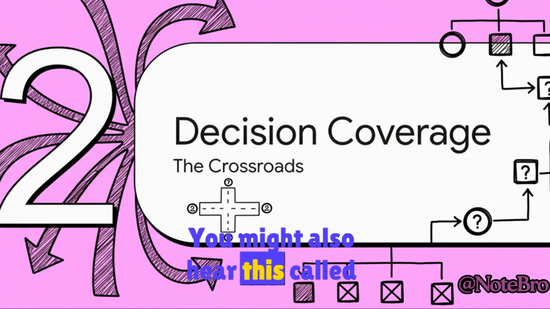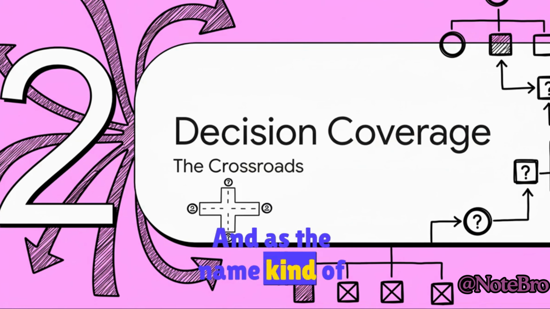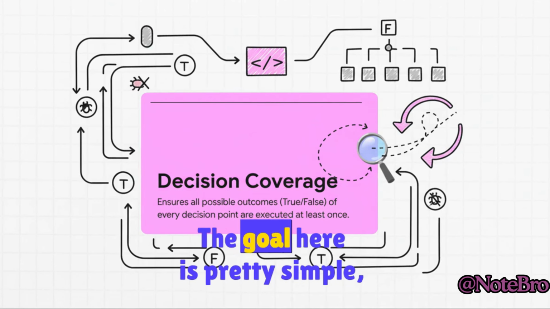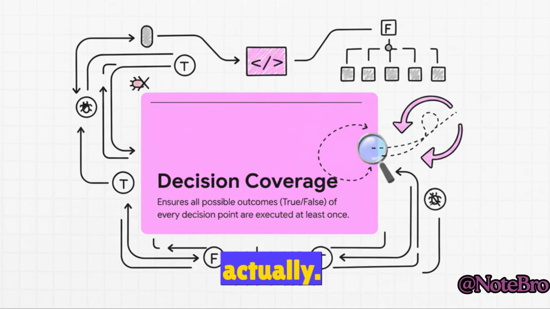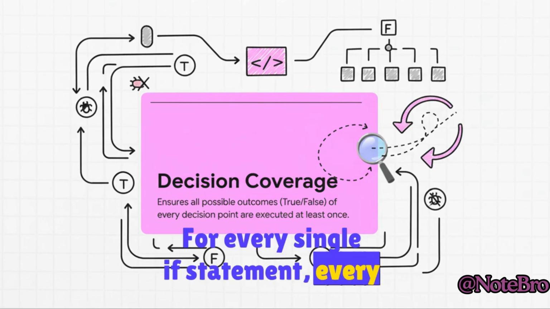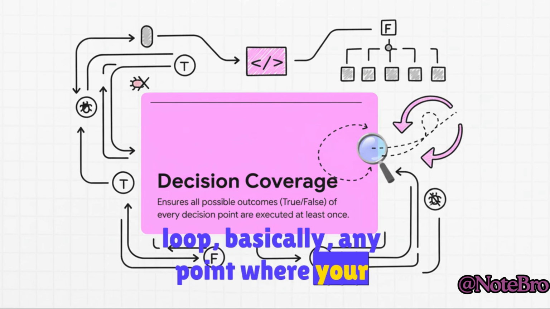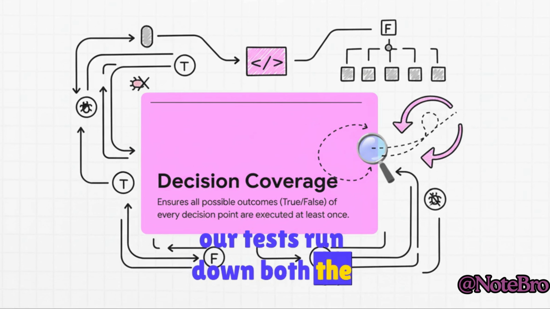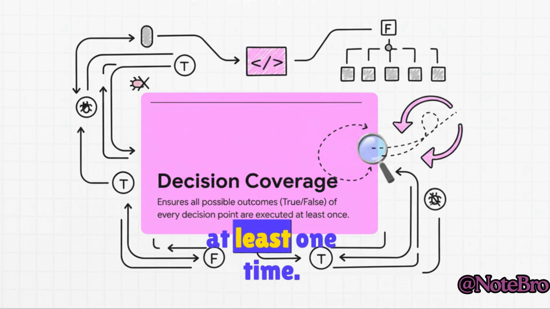First up, let's talk about decision coverage. You might also hear this called branch coverage. And as the name kind of hints, it's all about the choices your code has to make. The goal here is pretty simple, actually. For every single if statement, every loop, basically any point where your code has to make a choice, we just need to make sure our tests run down both the true path and the false path at least one time.